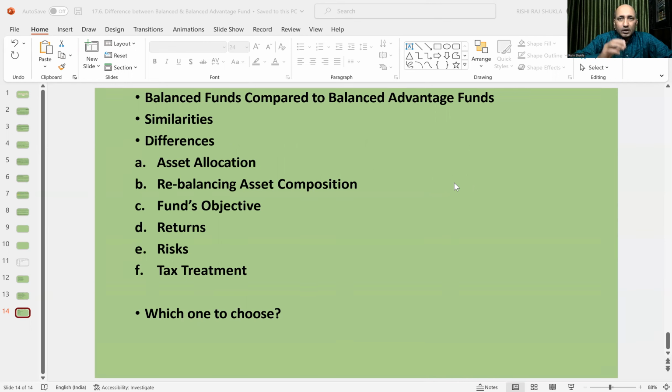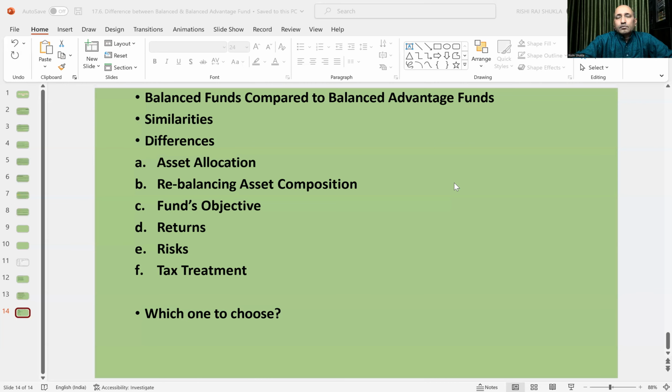The third thing is fund objective. Here also there is a difference. In the case of balanced fund, its main objective is to provide stability and long-term growth. Whereas in the case of balanced advantage, their objective is to provide return, and of course higher return.